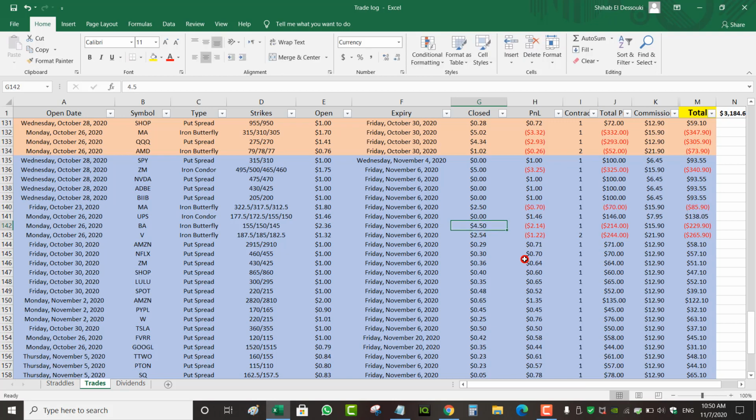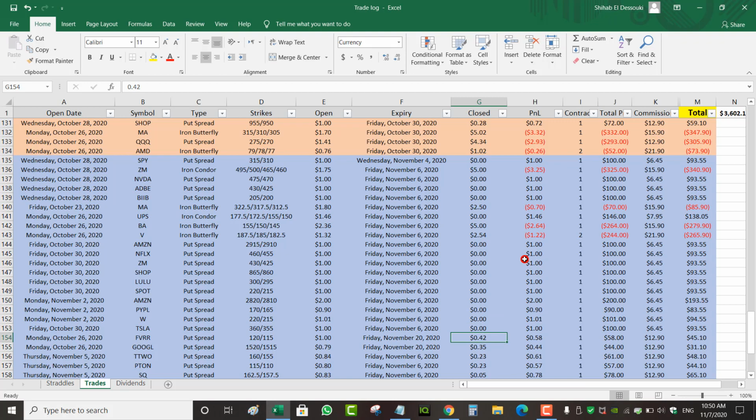UPS would have expired worthless. BA would have been $5 if I went to expiration. Visa would have been the same thing. Amazon would have been 0. Netflix worthless. Zoom worthless. Shopify worthless. Lululemon 0. Spotify worthless. Amazon again worthless. PayPal worthless. Wayfair worthless. Tesla worthless.